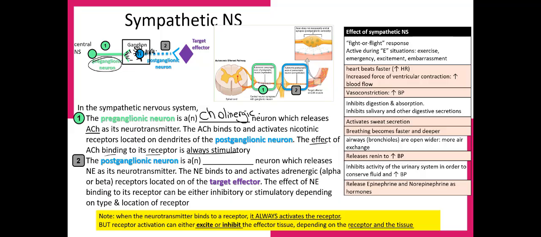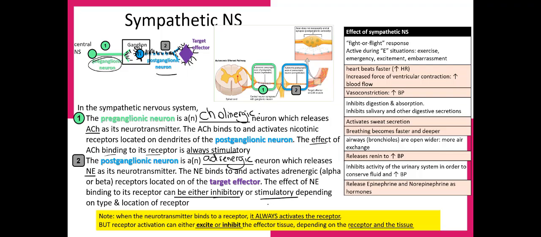So that sends a signal down the postganglionic neuron, and the postganglionic neuron, because it releases norepinephrine, is an adrenergic neuron. And what happens is norepinephrine is released at the axon terminal of the postganglionic neuron to bind to the receptor on the target effector cell, and depending on where the target receptor cell is and what type of adrenergic receptor it binds to, the effect can either be inhibitory or stimulatory.